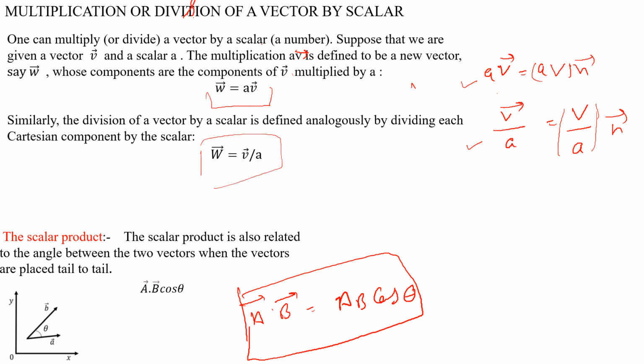Now we discuss the scalar product of two vectors. Scalar product or dot product of two vectors is defined as the product of magnitudes of the two vectors with cosine of the angle between them, as seen in the figure. Then the scalar product is written as a vector dot b vector is equal to ab cos of theta. So this is the scalar product of two vectors.